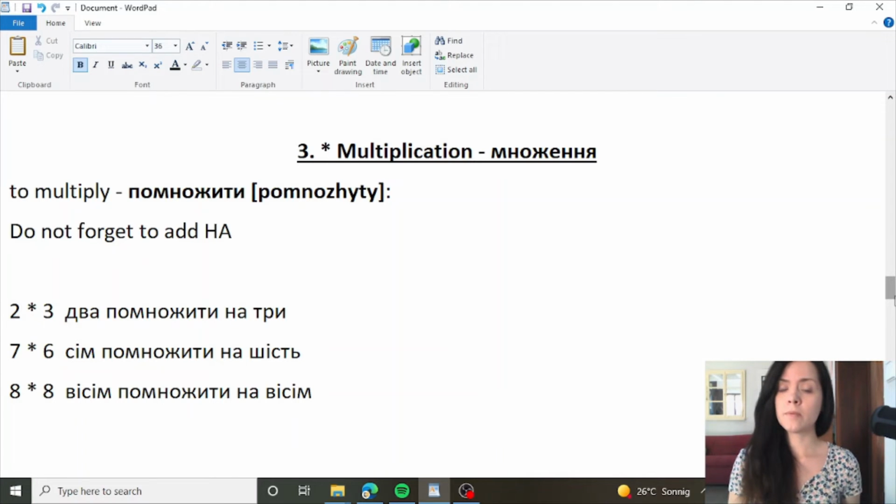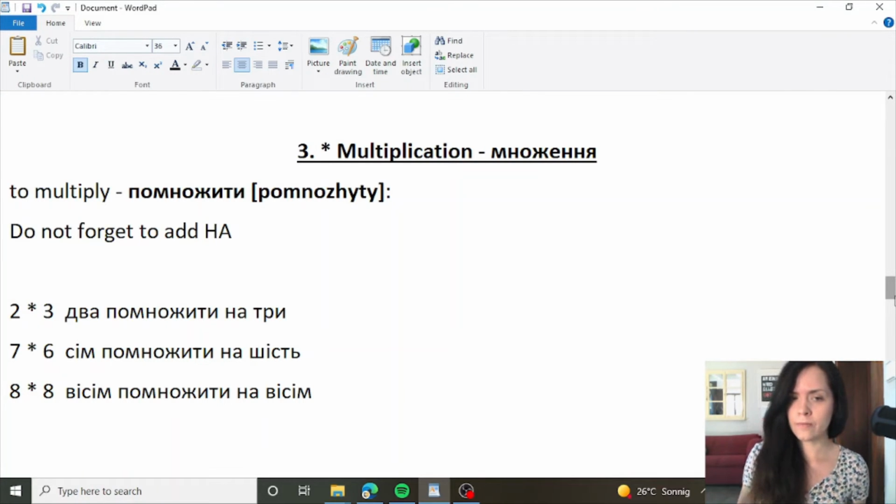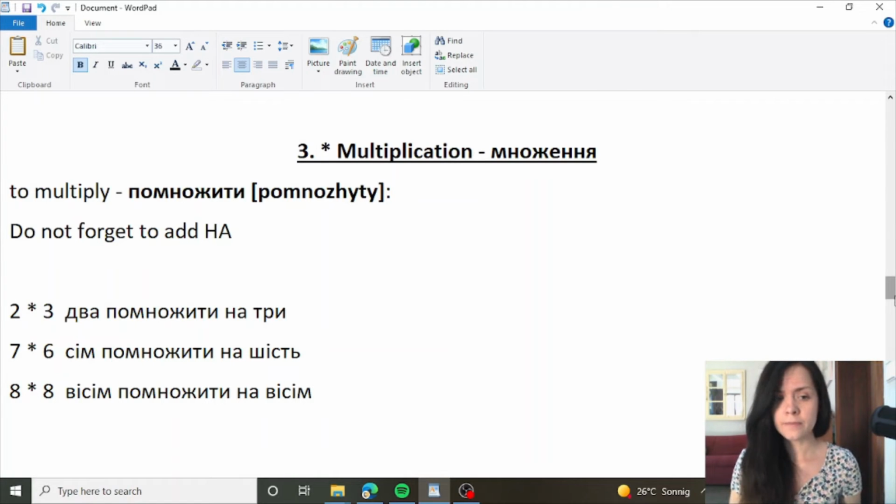Now, the action of multiplication in Ukrainian is множення. And the verb to multiply is помножити. So similarly as in English, we have multiplied by. Here we have this extra small word. In Ukrainian, we also have to add a preposition на. So we will have помножити на. Don't forget about на.